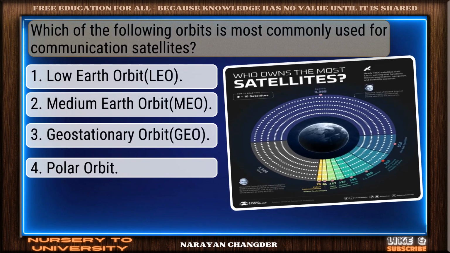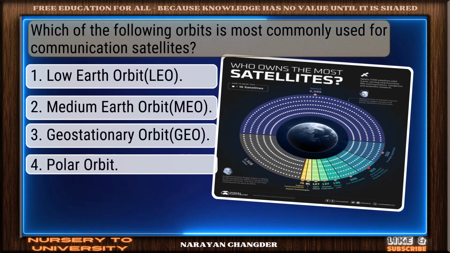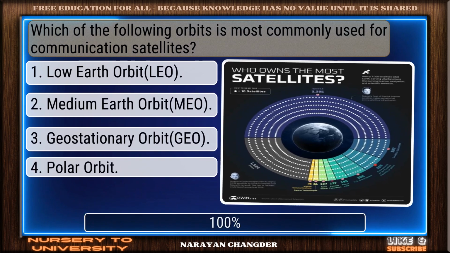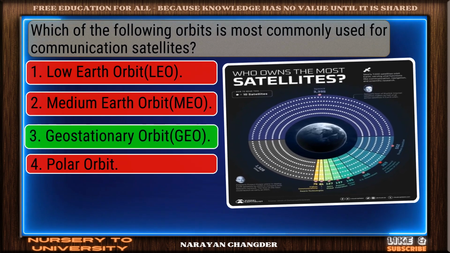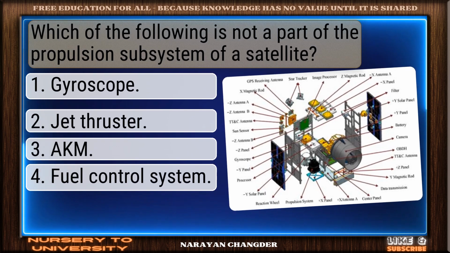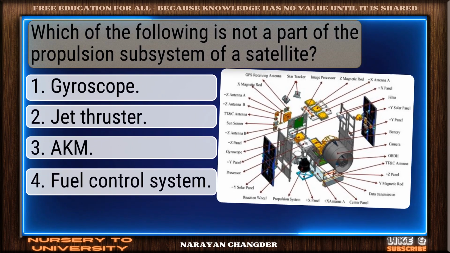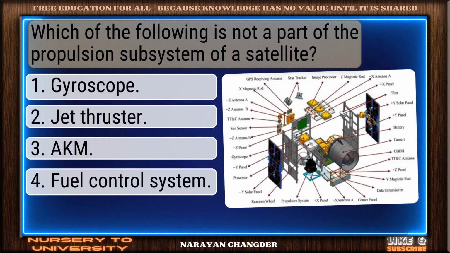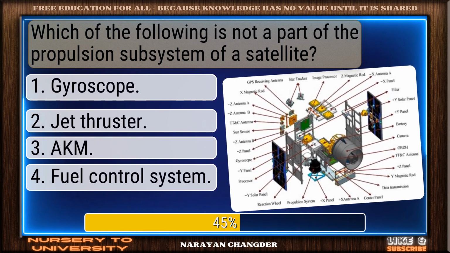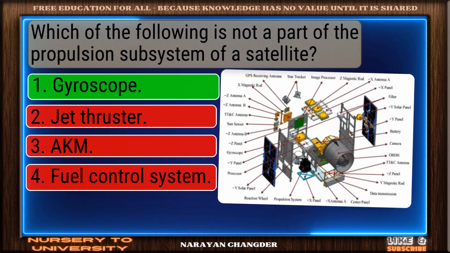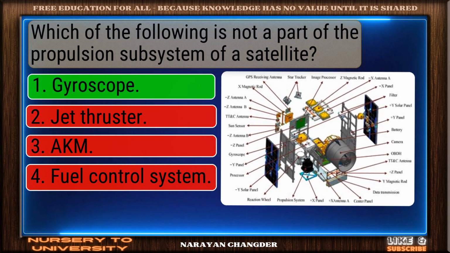Which of the following orbits is most commonly used for communication satellites? Solid response. Geostationary orbit is a valid choice. Which of the following is not a part of the propulsion subsystem of a satellite? Great job. Gyroscope is the accurate answer.